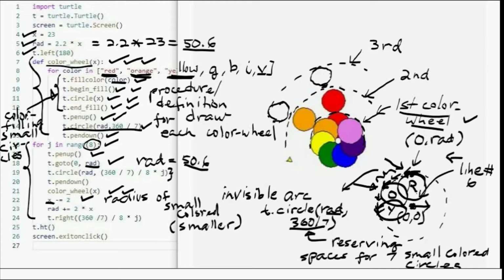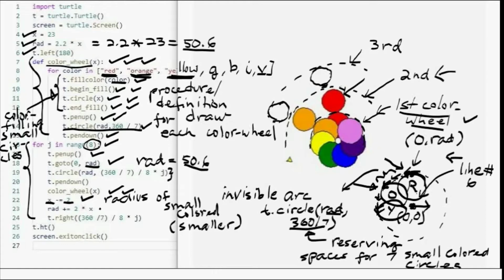So in the next color wheel, like the second color wheel on the right side, the red colored circle here is going to be quite smaller because the radius is quite smaller. We subtracted 2 units. This is line number 22.